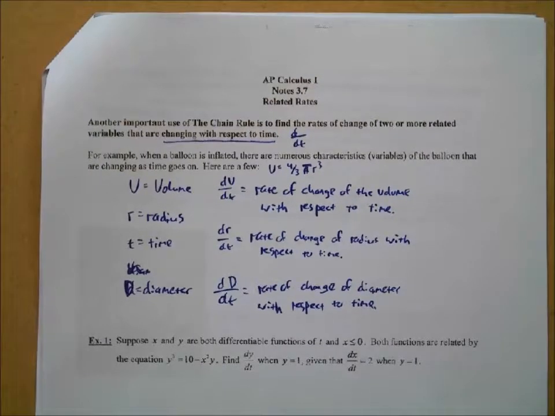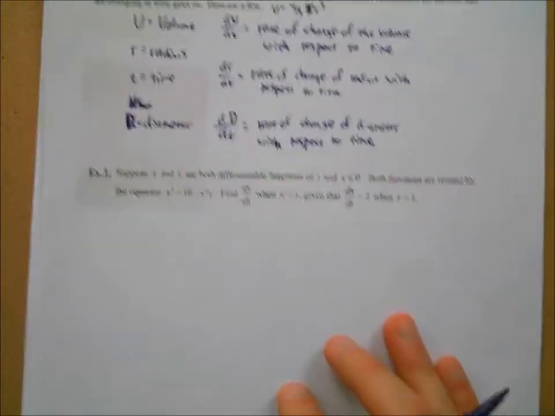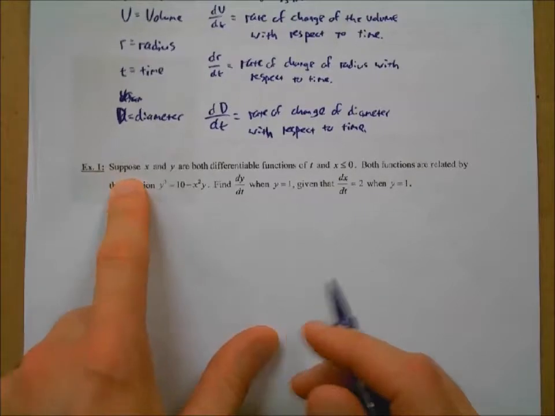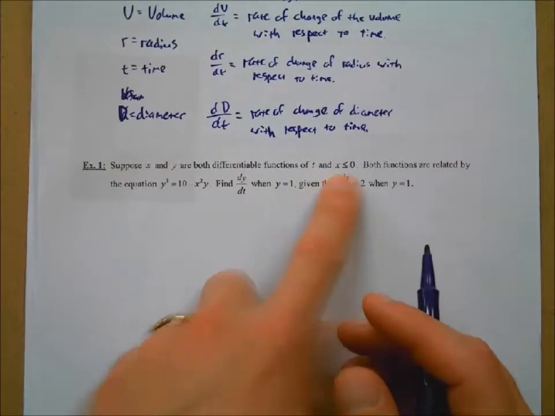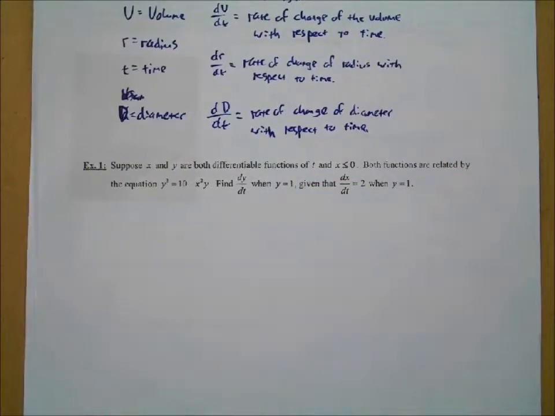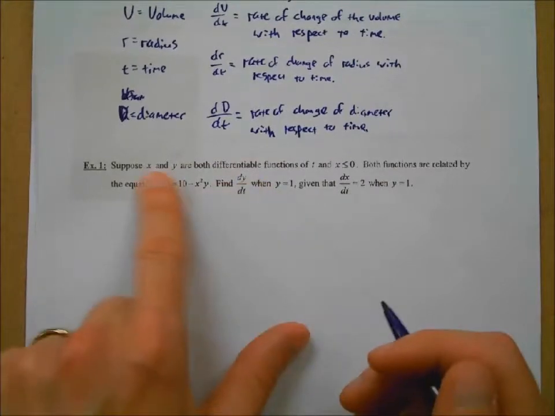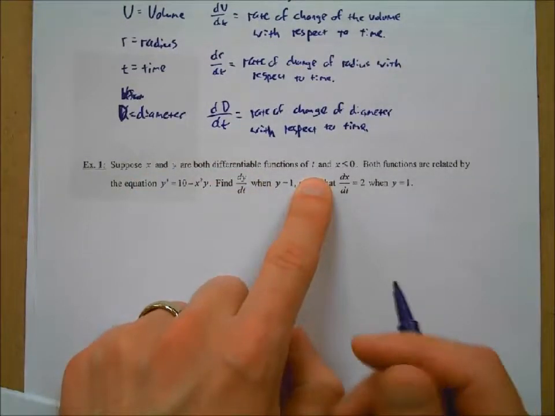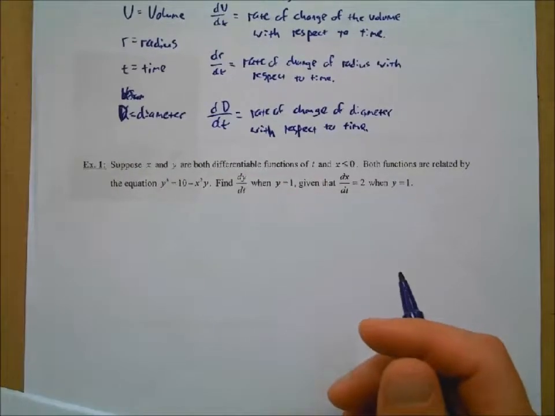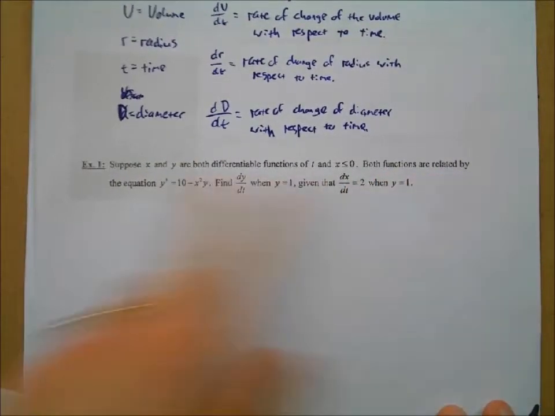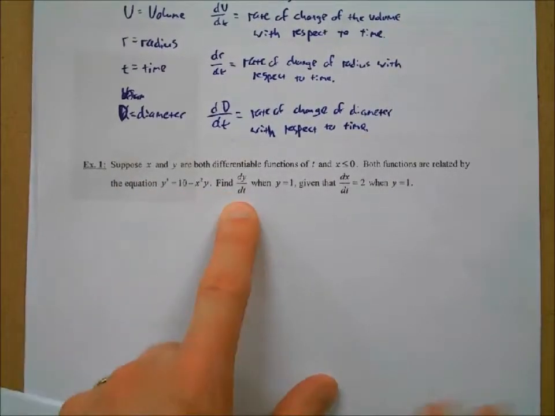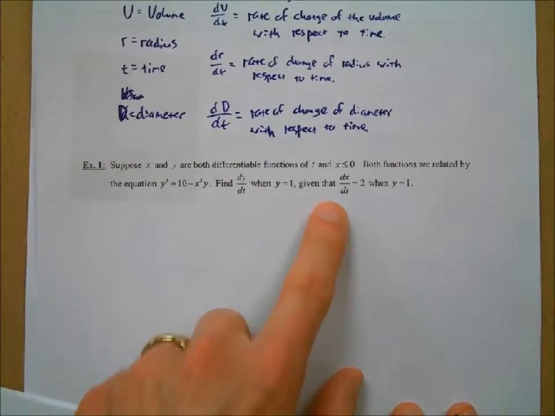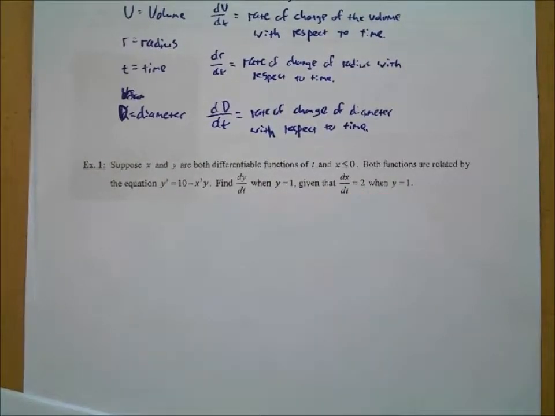Before we get into a context though, we're going to try it on our own, kind of abstractly. So in our first example, it says, suppose x and y are both differentiable functions of t, and x is less than or equal to 0. Basically, this is telling us that we're able to take the derivative of x and y with respect to t. They're both functions of t. Both functions are related by the equation y cubed equals 10 minus x squared y. Find dy dt when y equals 1, given that dx dt is 2 when y equals 1.